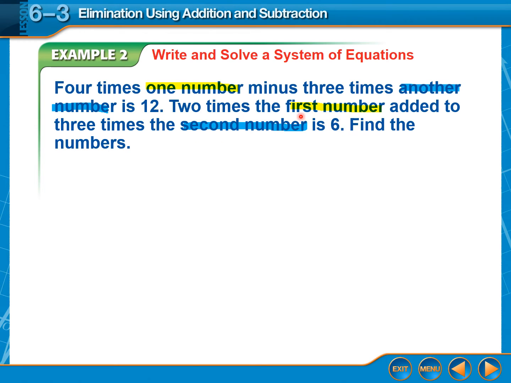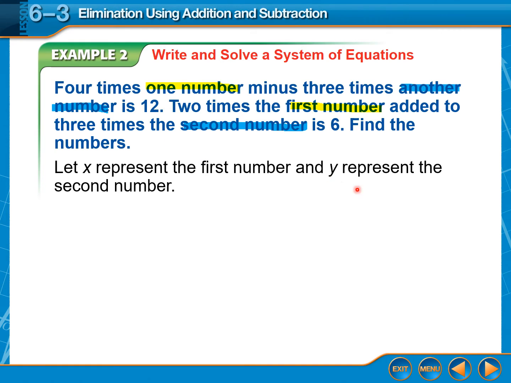So we need to come up with variables for the first number and the second number. So the easiest is just to make x equal to the first number and y being the value of the second number. So we give each of the numbers that we're looking for a different variable. So x is the first number, y is the second number. Then we write equations based on what we know.